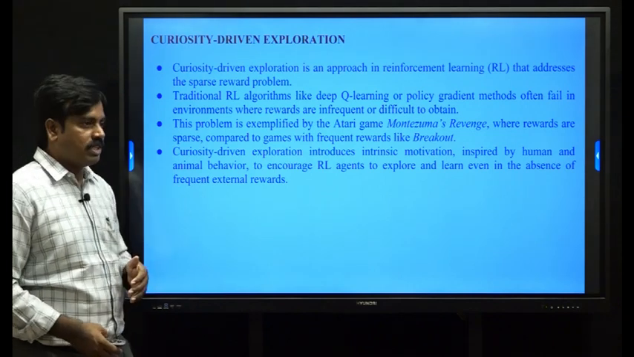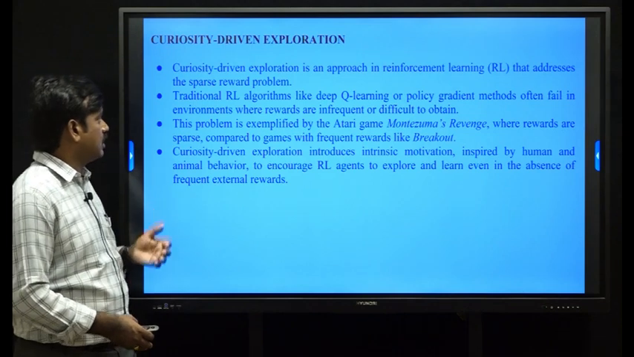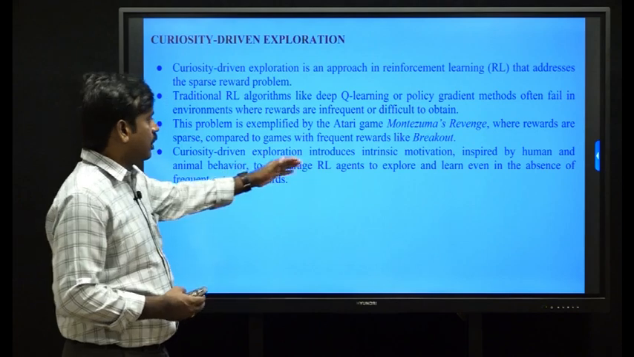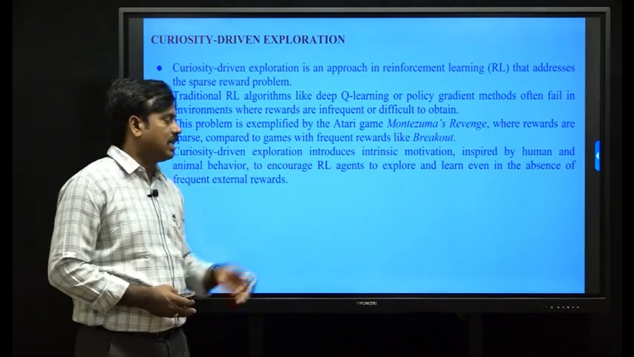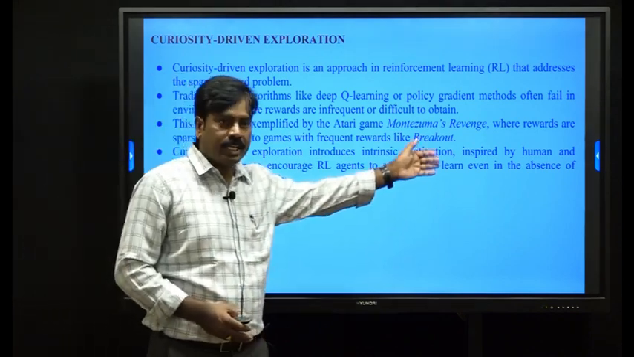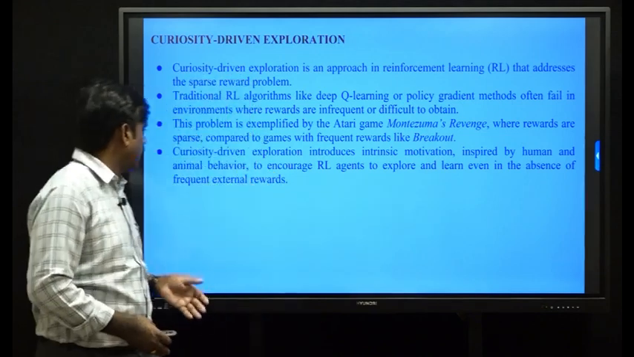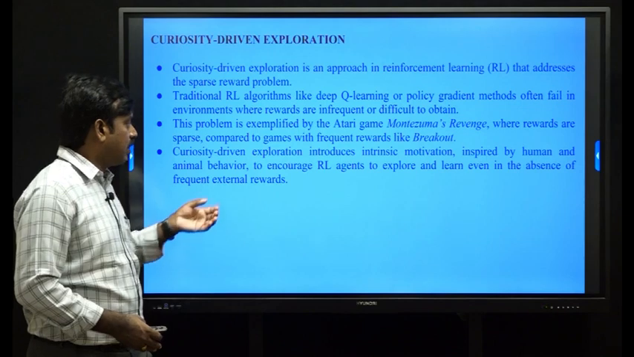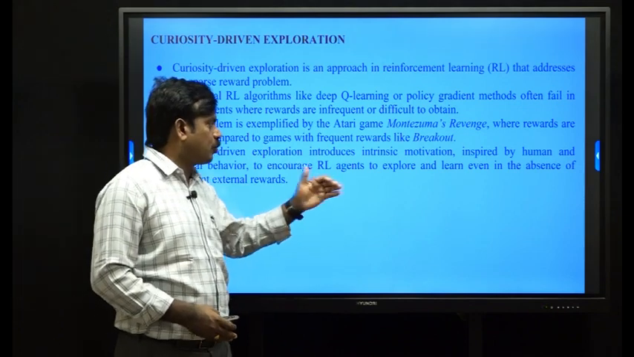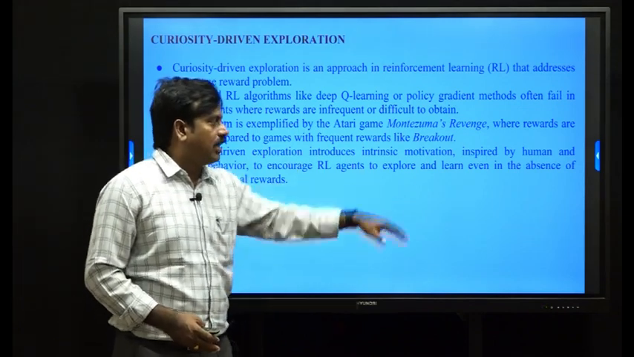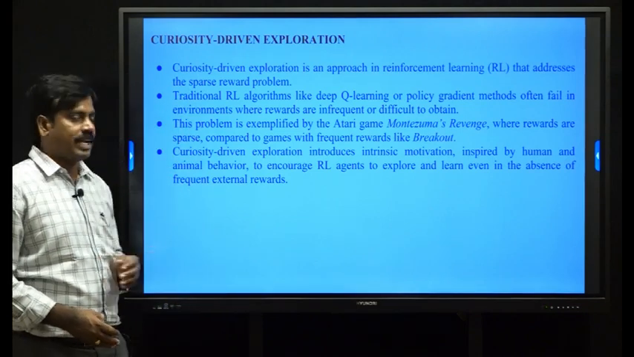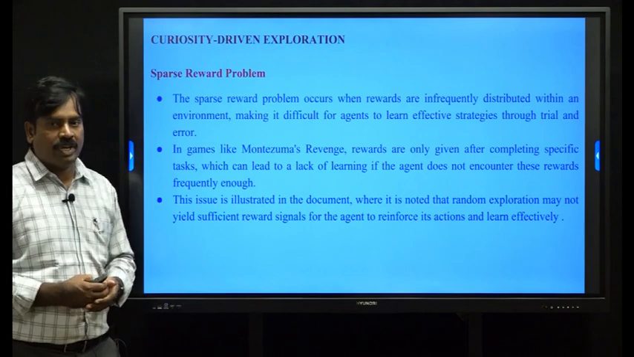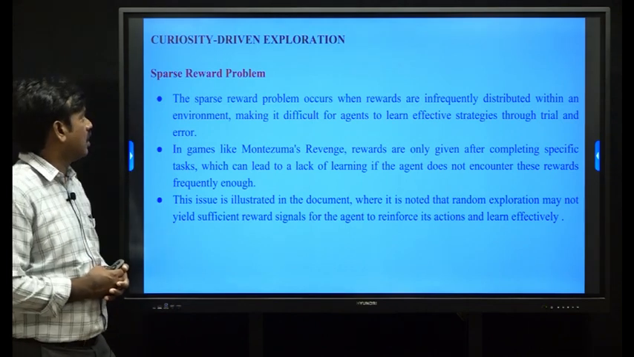So the researchers and scientists turned to find curiosity driven exploration. This introduces intrinsic motivation, inspired by human and animal behavior with curiosity, to encourage reinforcement agents to explore and learn even in the absence of frequent external rewards. We use the curiosity driven approach to solve the sparse reward problem.